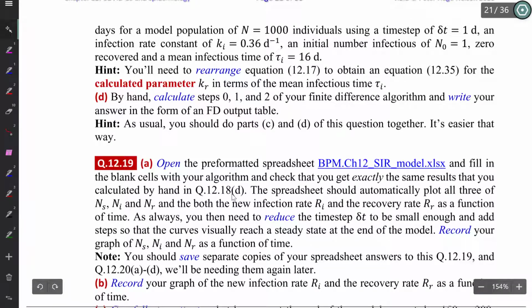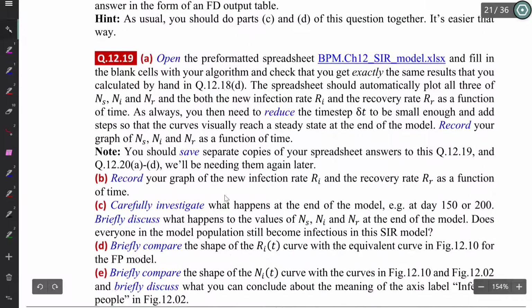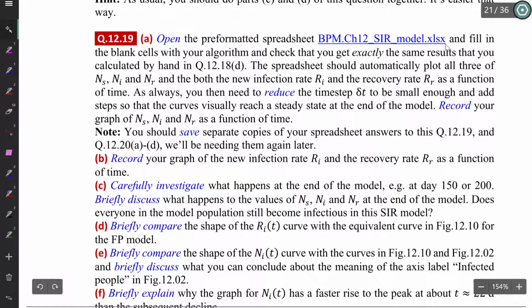Alright, so this is our model, and let's go back to the question because it's been a while. So we've got the question, and it says open the pre-formatted spreadsheet, fill in the blank cells, should automatically plot. That's what we just did. And then it says, as always, you need to reduce the time step to be small enough and add steps so that the curves visually reach steady state at the end of the model.